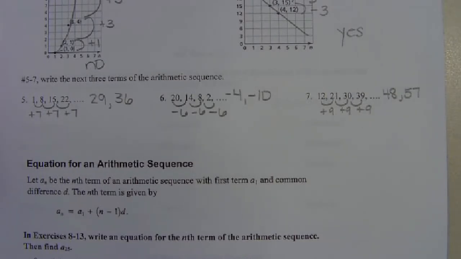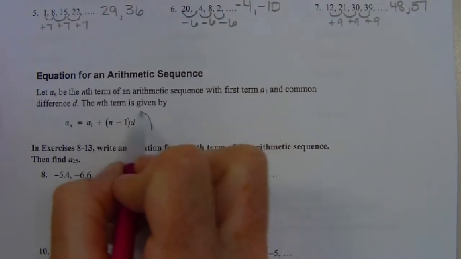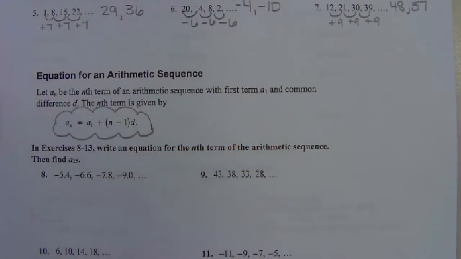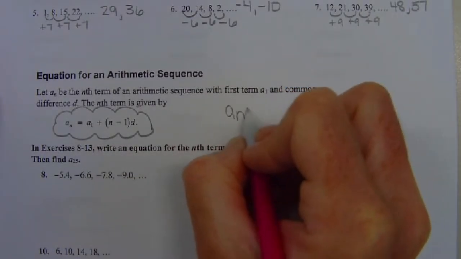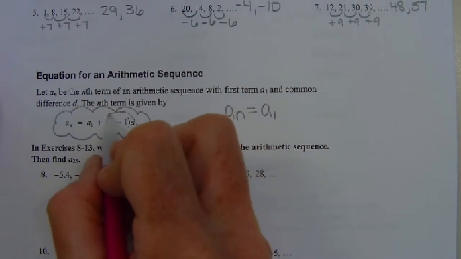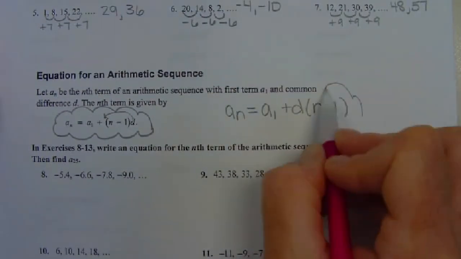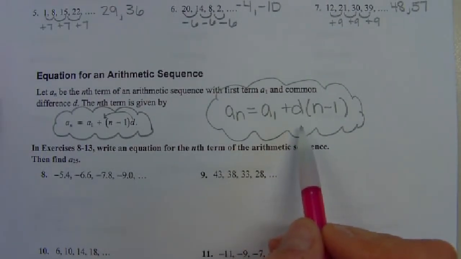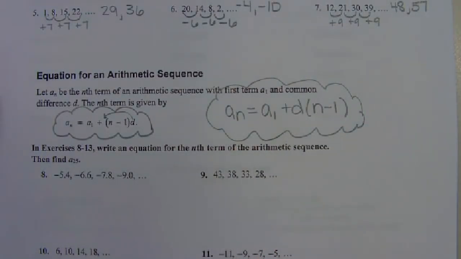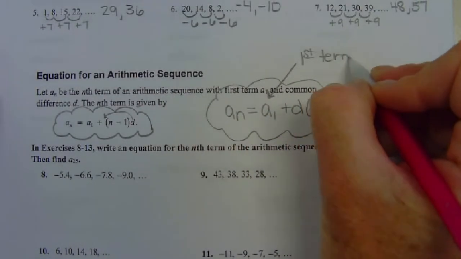The next part we are going to do is write an equation for an arithmetic sequence. This is an equation that you will have to memorize. And I like to write it slightly different than this. I like to write it where the D is actually written in front of the parentheses. So these two things are the exact same thing, but I just think this is easier for when you have to distribute.